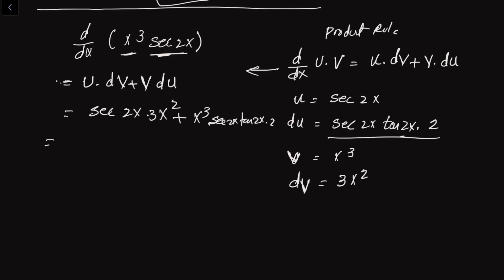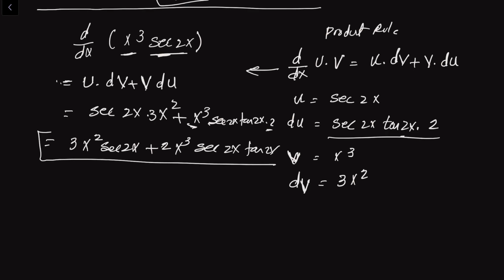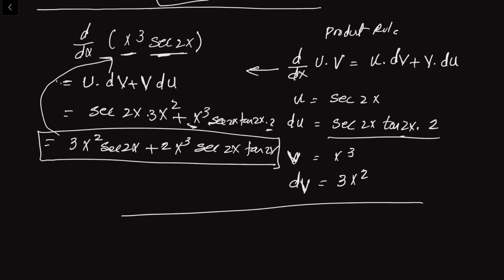Okay, let's clean this up a little bit. So that will be 3x squared secant 2x plus, let's get the 2 next to here, 2x cubed secant 2x tan 2x. And that's going to be my derivative for this two-function product. All right, there you have it.